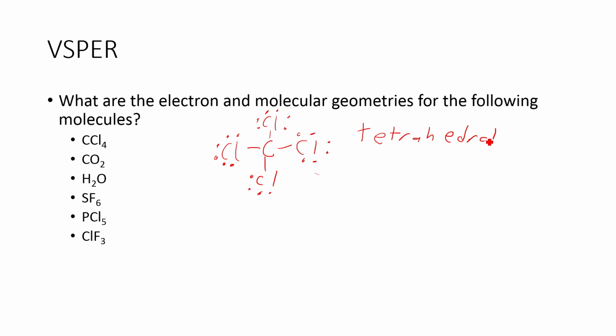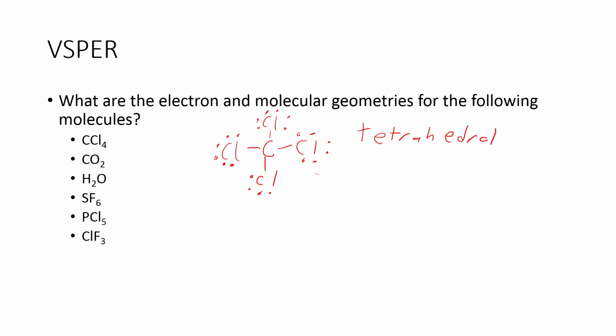And to know this, you've just got to know the big table that you've got in your textbook. The idea being that for each number of domains, you've got different shapes it can be. And then you have to count how many are bonding domains and how many are non-bonding domains. By non-bonding domains, we mean they have lone pairs. Because the lone pairs still take up space because the electrons have to be somewhere. But that affects the shape.